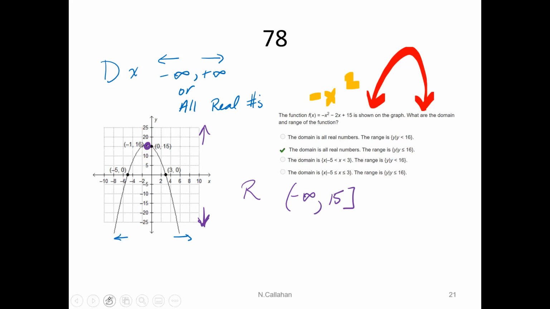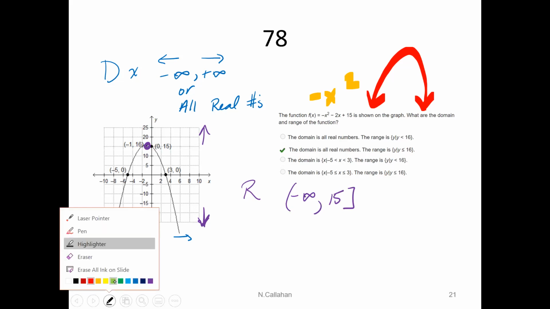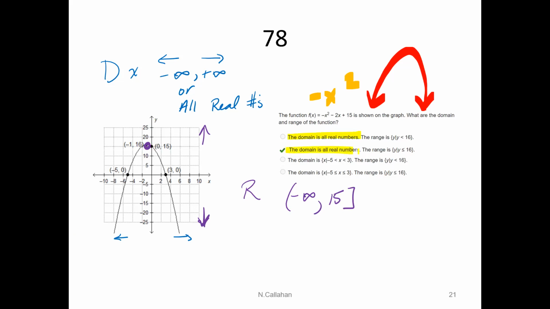And if I look at my answers right here, I automatically see that it could either be A or B because domain's all real numbers, but I don't know what's going to happen with range. And actually, the answer here you see is 16. So if I look at my graph a little bit better, it does go a little bit further than 15. It's like one notch over, so it's actually 16.